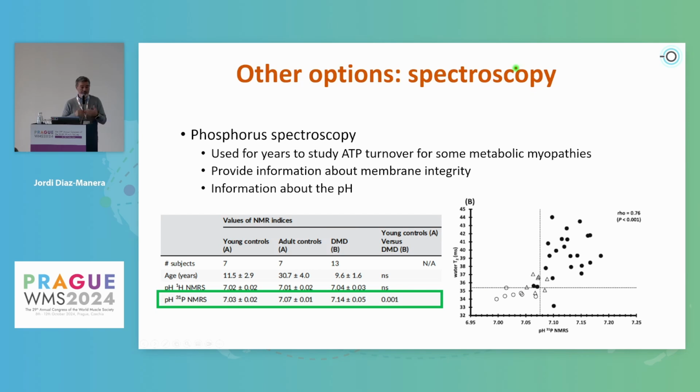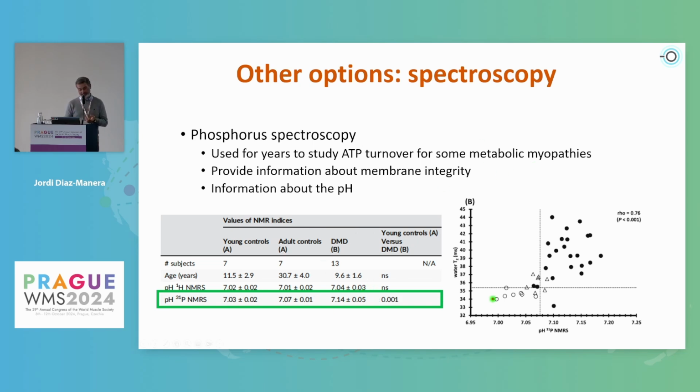So this is a spectroscopy. With a spectroscopy, as we do in the brain, we can identify different components of the muscle. So phosphorus spectroscopy has been used for years to identify changes in the ATP, and in the 90s and early in this century it was very trendy in patients with metabolic myopathies to distinguish between mitochondrial myopathies and glycogenosis and other diseases. But it also provides information about the integrity of the muscle membrane and also about the pH.